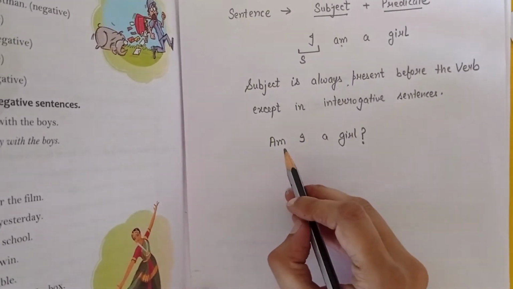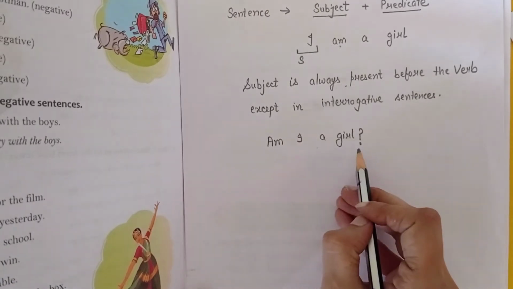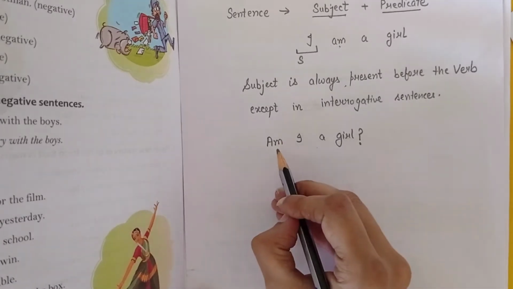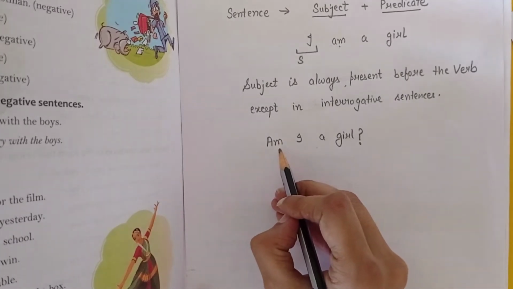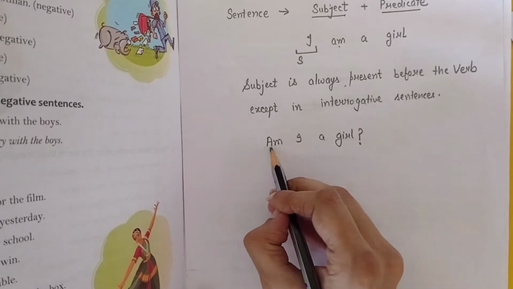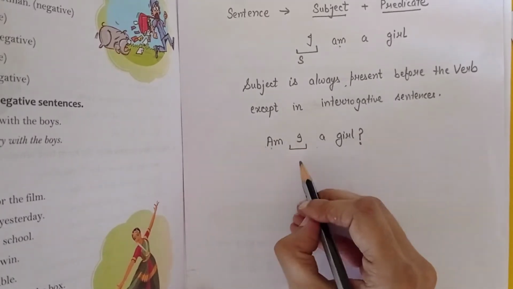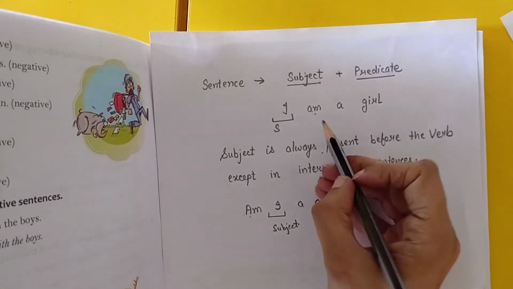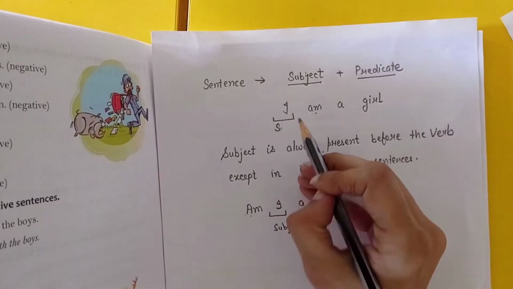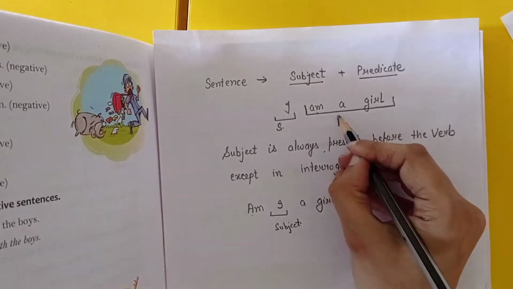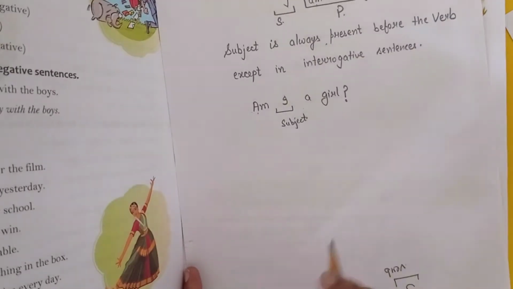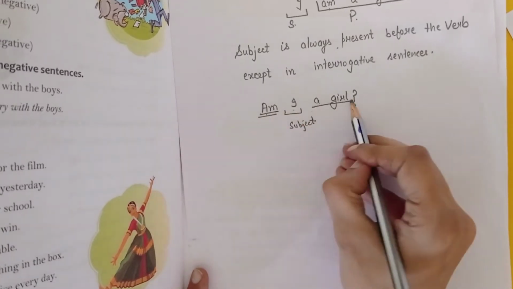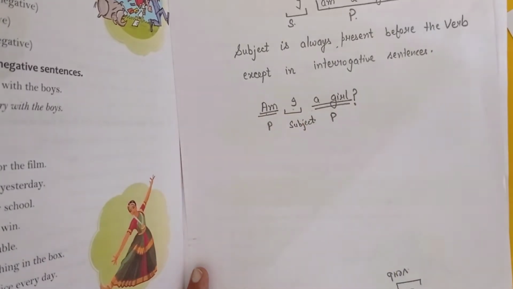Let's take one example. Am I a girl? Now this is an interrogative sentence. So the subject will be present after the verb. So verb is am और उसके बाद जो present है वो हमारा होगा subject. And predicate. So if I is subject, the rest of the sentence is called predicate. Similarly here, if I is the subject, the rest of the sentence is predicate.